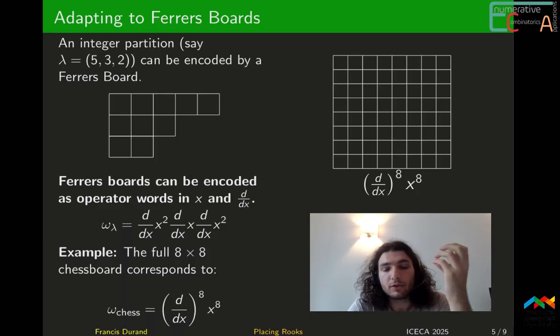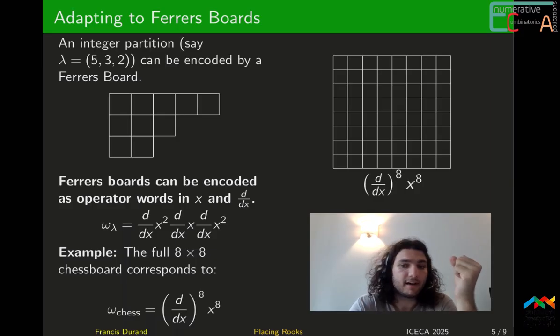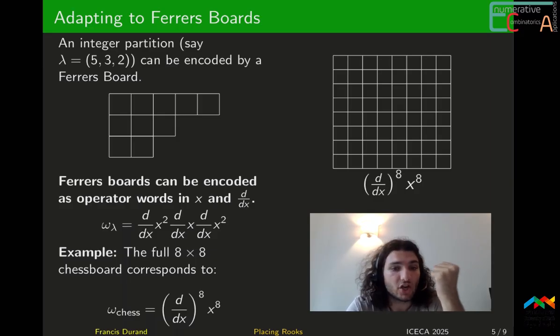Once we understand the underlying algebraic structure that makes the algorithm work, we can identify the mutable elements and change them, which leads to random generation algorithms for different structures. Here, what we change is the operator word, d by dx to the nth, x to the nth, that is applied to e to the x. This operator word encodes the rectangular chessboard.